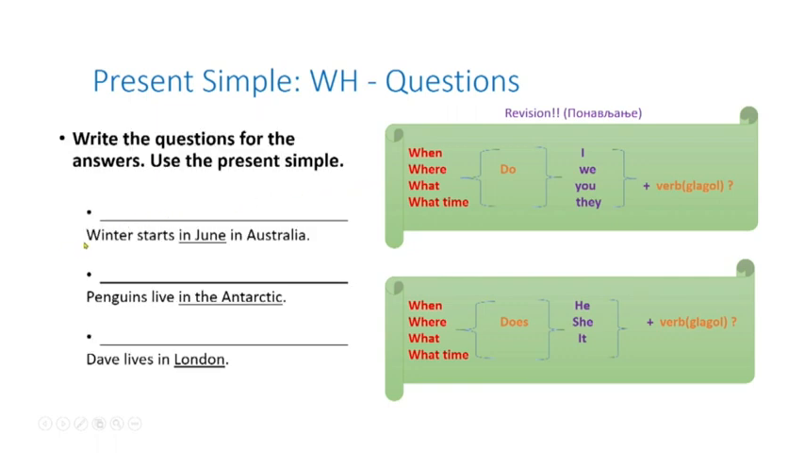If we have the answer, winter starts in June in Australia. Ukoliko je odgovor na pitanje zima počinje u junu u Australiji, what is the question? Do you see this in June, u junu? So what's the question? How we start the question? Of course, with when or kada. Kada zima, hoćemo da pitamo kada zima počinje u Australiji. And we say when, right?